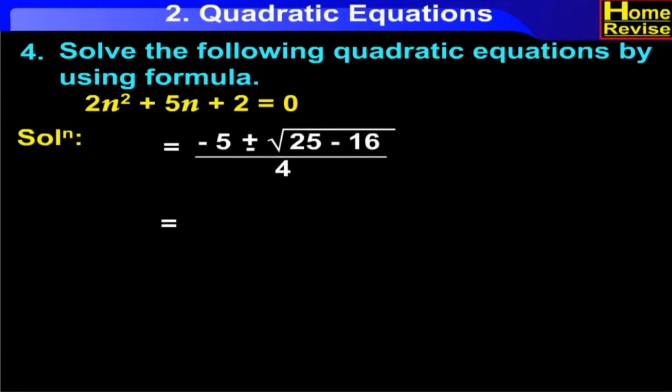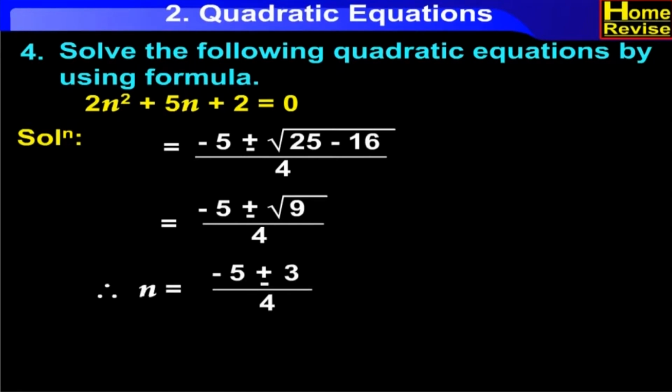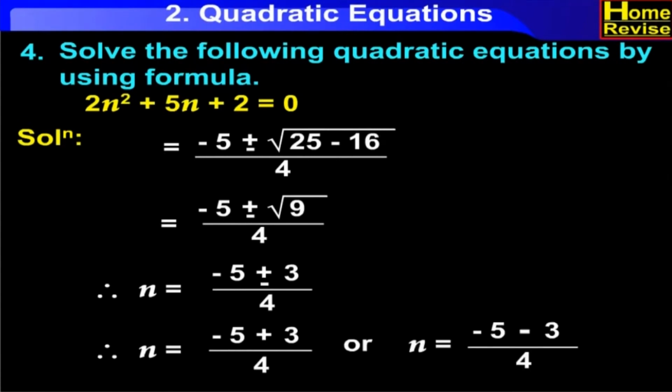= (-5 ± √9) / 4. Therefore, n = (-5 ± 3) / 4. Therefore, n = (-5 + 3) / 4 or n = (-5 - 3) / 4.